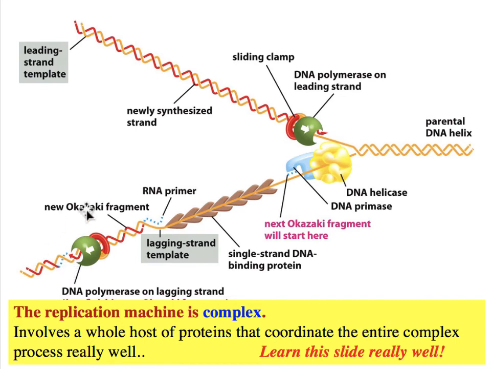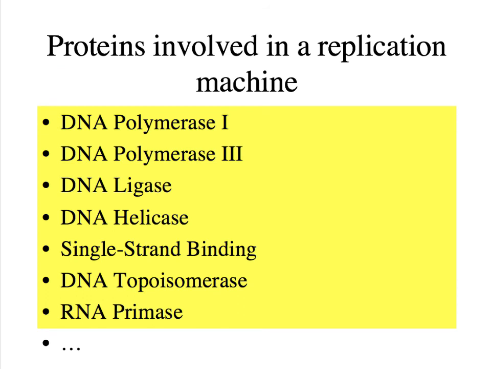The bottom strand, which presents us with a problem, is made in the reverse direction, and that is known as the lagging strand. It's on the lagging strand that we find Okazaki fragments and RNA primer dispersed in regular repeating patterns. There are many proteins involved in a replication machine, but the main ones are listed here as a list of 7. So DNA polymerase 1, DNA polymerase 3, DNA ligase, DNA helicase, single-strand binding protein, DNA topoisomerase, and RNA primase. Students need to learn this list and the function of each one of these.